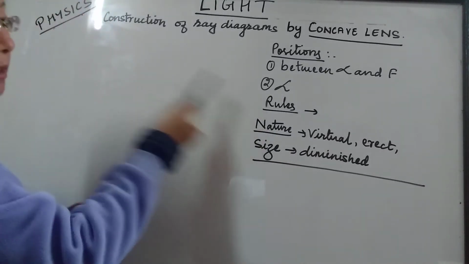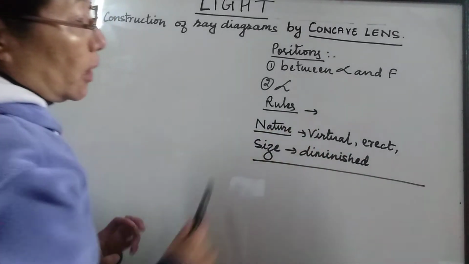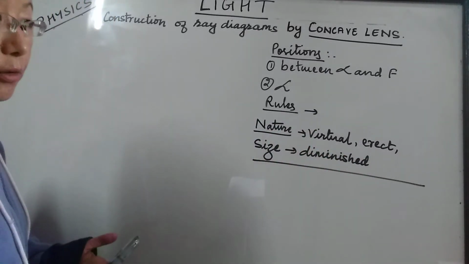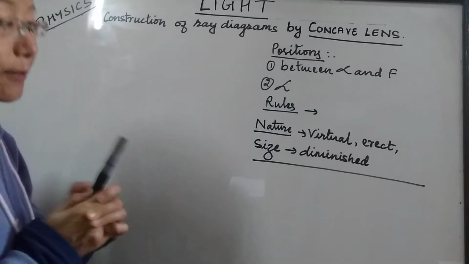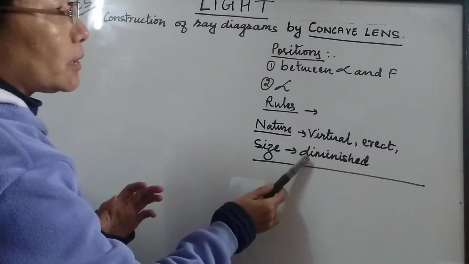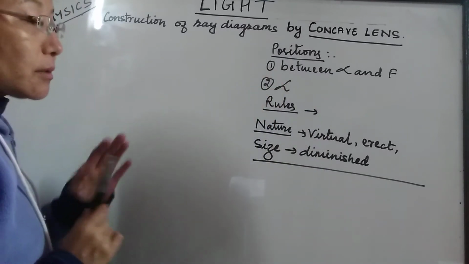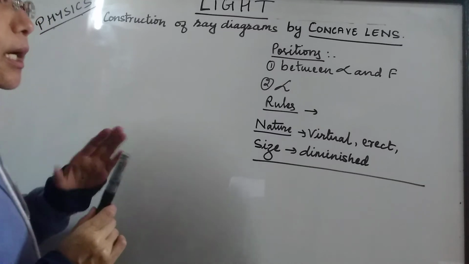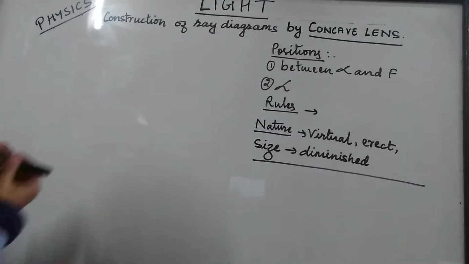We will see the rules over here. The nature of the image will be virtual and erect. Concave lens always gives a virtual and erect image. When the image is virtual, it is always erect, standing upright, and the size is diminished in case of concave lens. The size of the image is smaller than the object in a concave lens. So we will see this one.